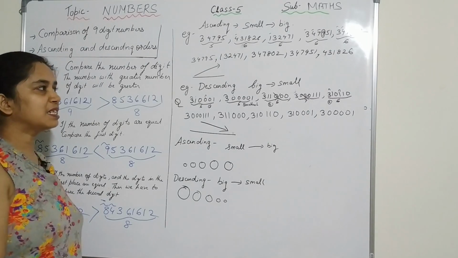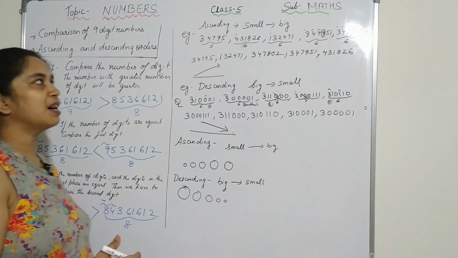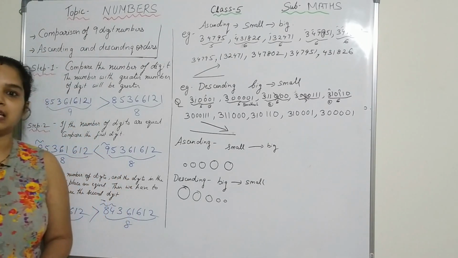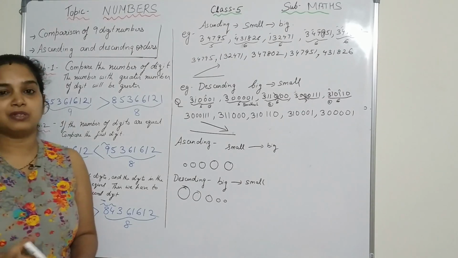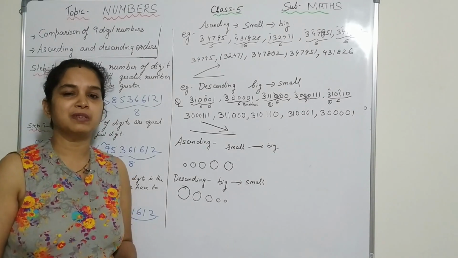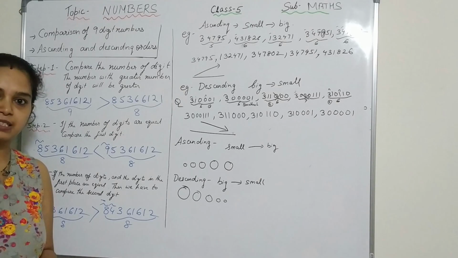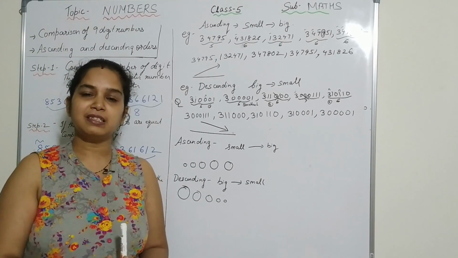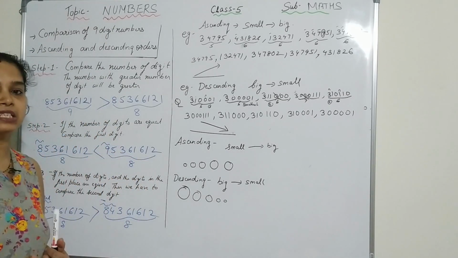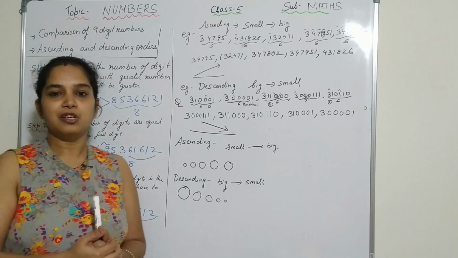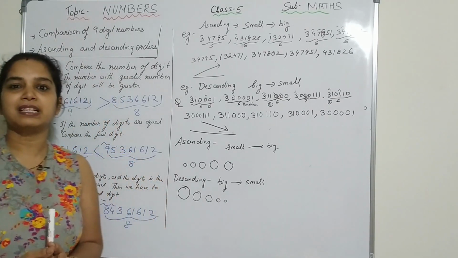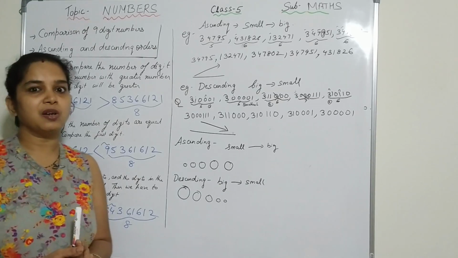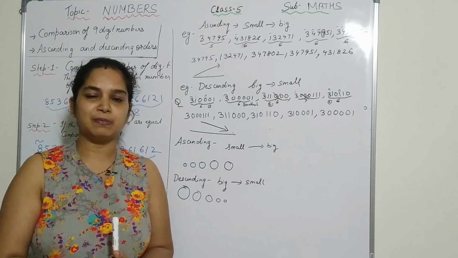So I think it is clear how to arrange in ascending and descending order and how to compare between two numbers. If you know the rules of comparison, then you will be able to arrange in ascending and descending order. So today we studied the ascending and descending order and also the comparison of numbers. Thank you.